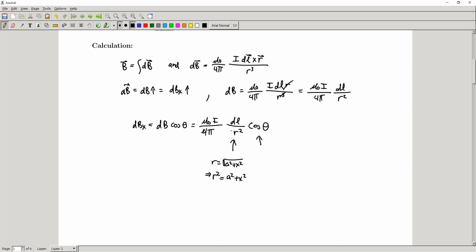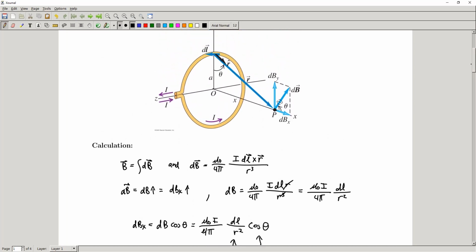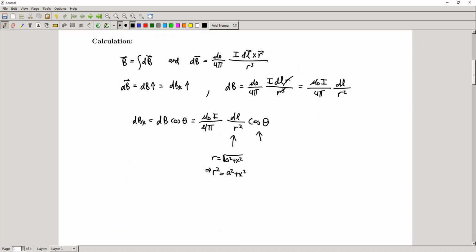What about cos theta? Well, cos theta is just our adjacent side over our hypotenuse. The adjacent side to our angle theta here is a, and it's going to go over the r that we just talked about. So our cos theta is simply going to end up being a over our r here, which is square root a squared plus x squared. Okay, and so we can rewrite this. I'm not sure if it's cleaner, but at least in a form that we can work with more easily.